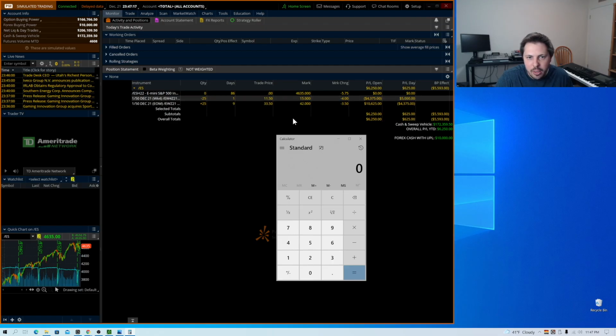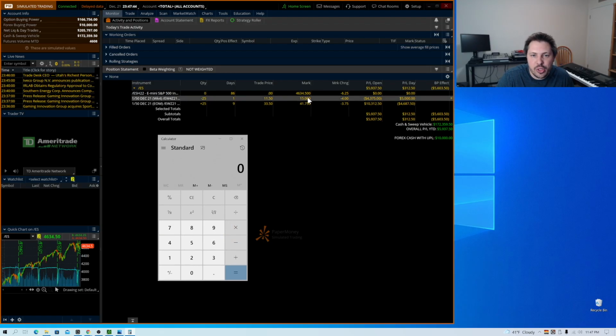Which means my total cost is $33.50, minus the $11.50, which gives me a price of $22. This is a $22 spread. So my risk is 22 times the 50-point multiplier times 25, which gives us $27,500.